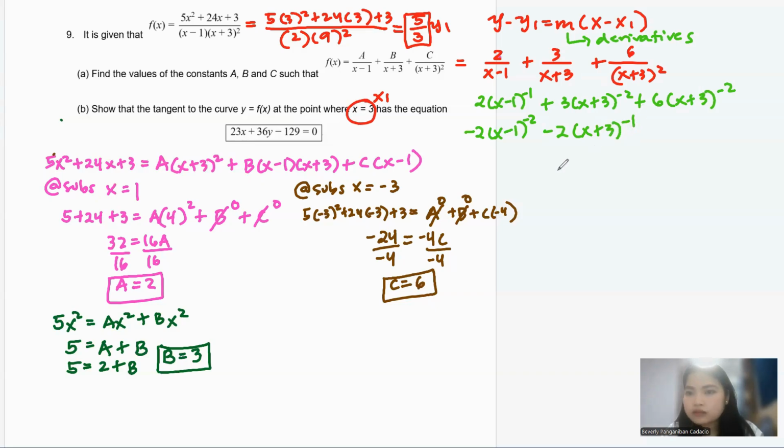Okay. Oh, wait a minute. Why did I put negative 1, negative 2 there? Okay, my mistake. This one must be just the same.